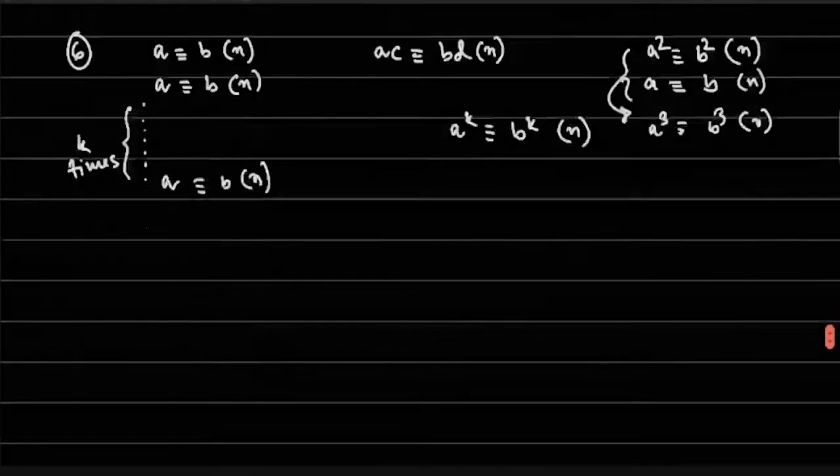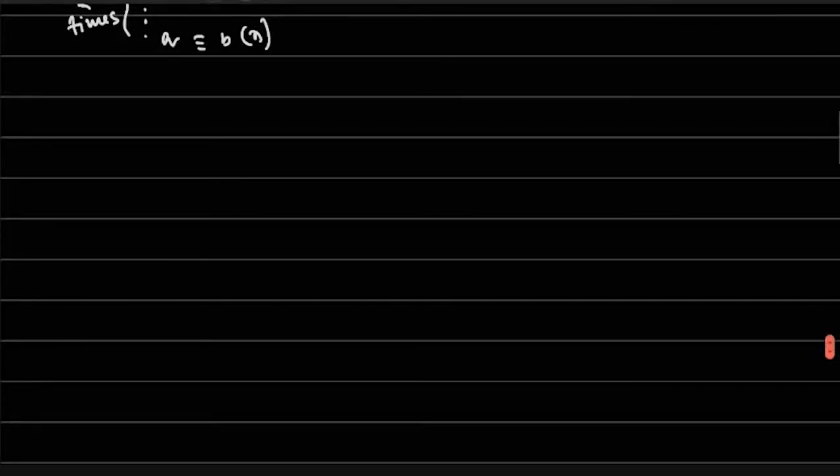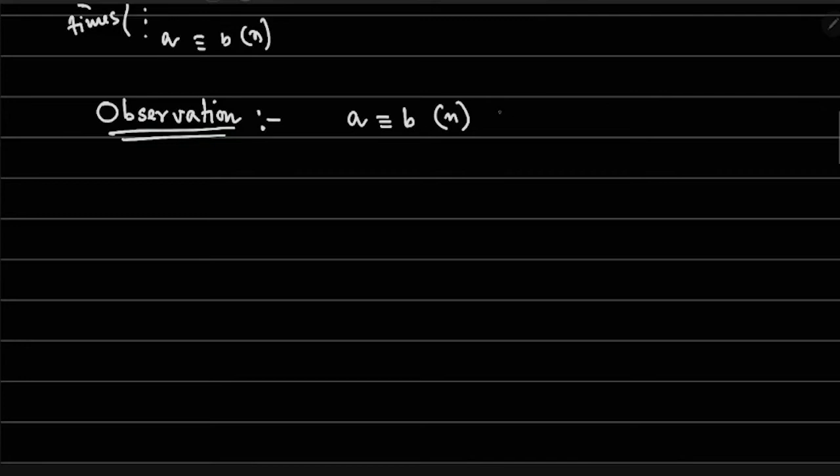Now, a very important observation: we have A congruent to B mod n, that implies AC is congruent to BC mod n, but the other way round is not true. We can see certain results.